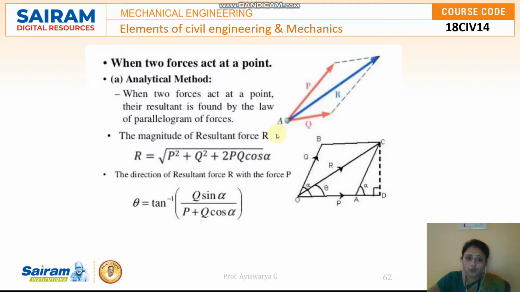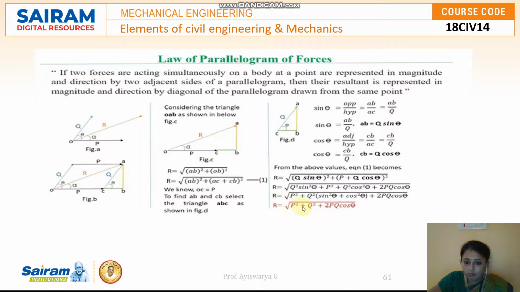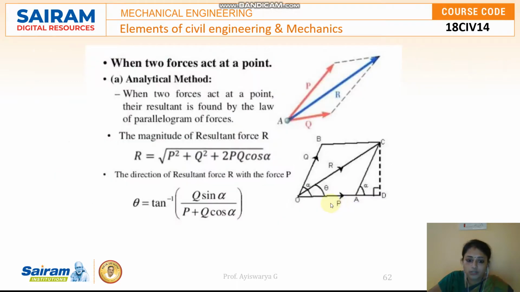When two forces act at a point, we have the analytical method and the graphical method. In the analytical method, as we have done, the final formula is R is equal to root of P square plus Q square plus 2PQ cos theta. Just write this as the answer. That is the answer for the analytical method.